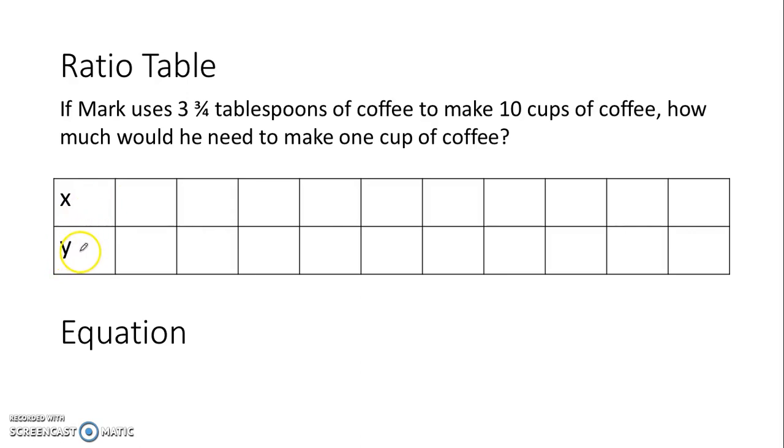So in this case, if Mark uses 3 3/4 tablespoons of coffee to make 10 cups, this y value depends on how many cups of coffee it is. So the independent variable is cups of coffee, and the dependent is tablespoons of coffee mix. We're just going to fill this out, starting with what we know. We know that for every 10 cups of coffee, you need 3 3/4 tablespoons of coffee mix.